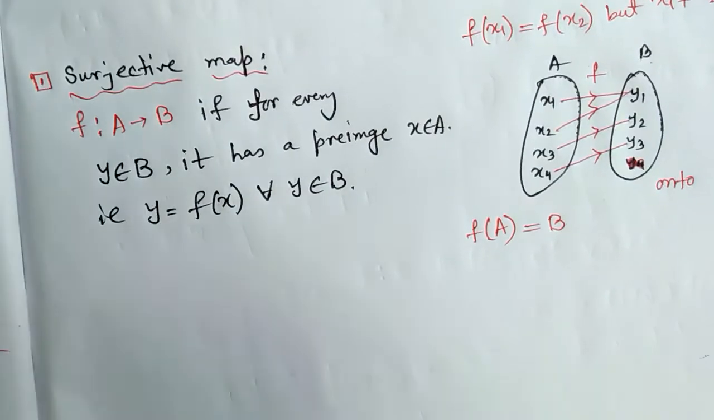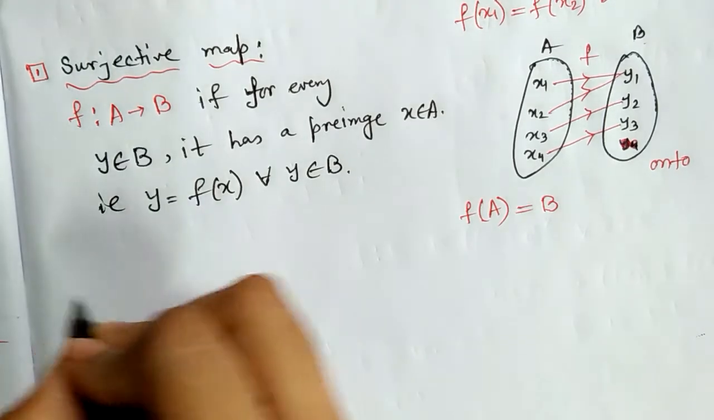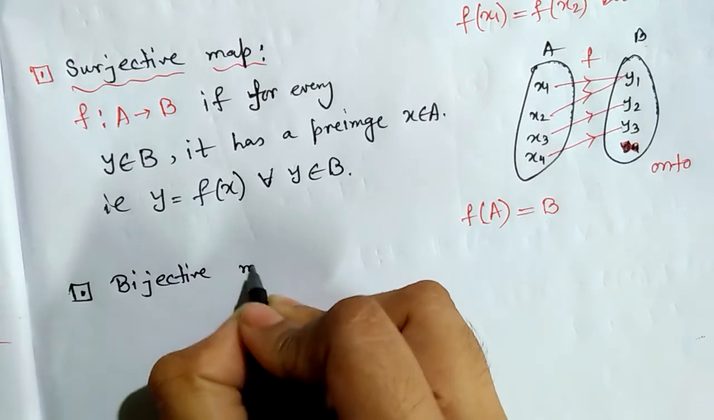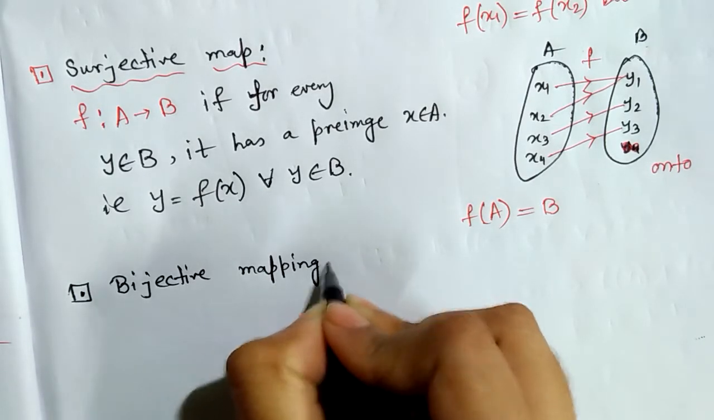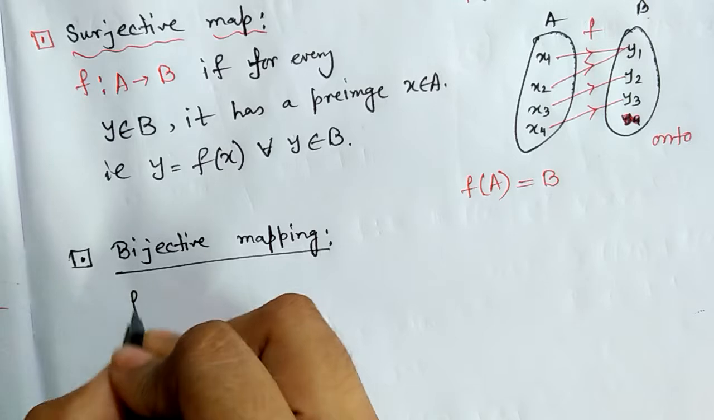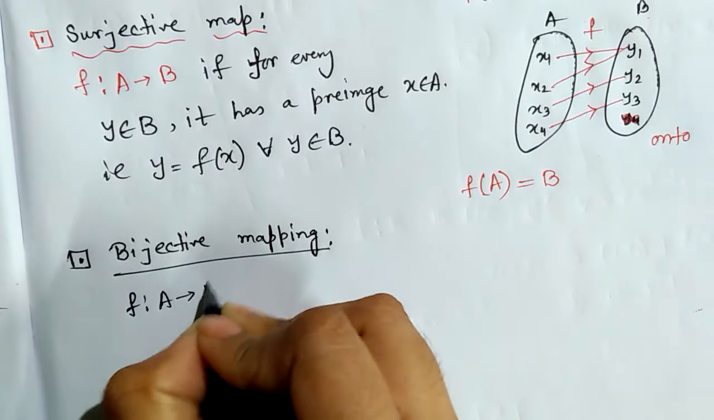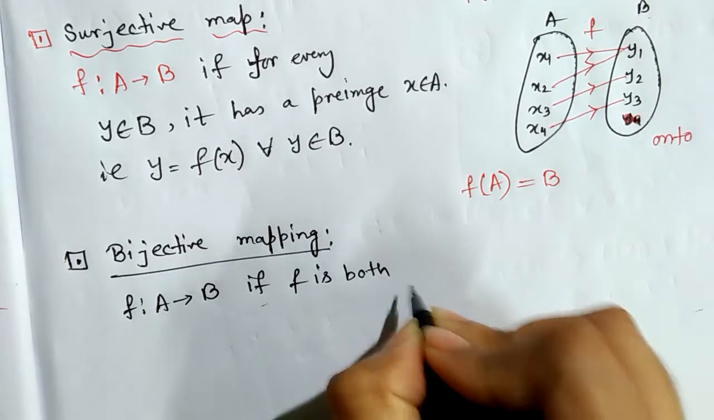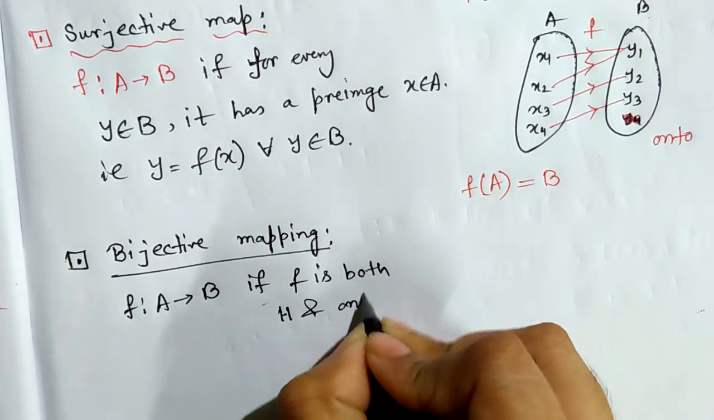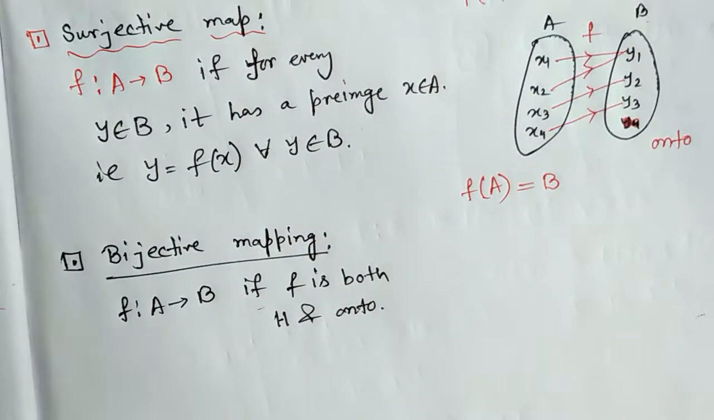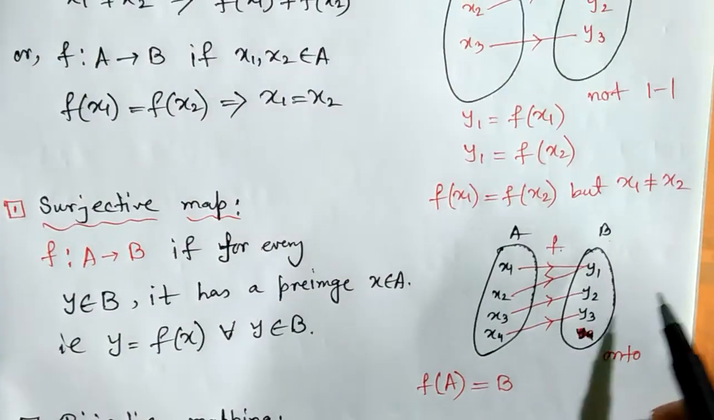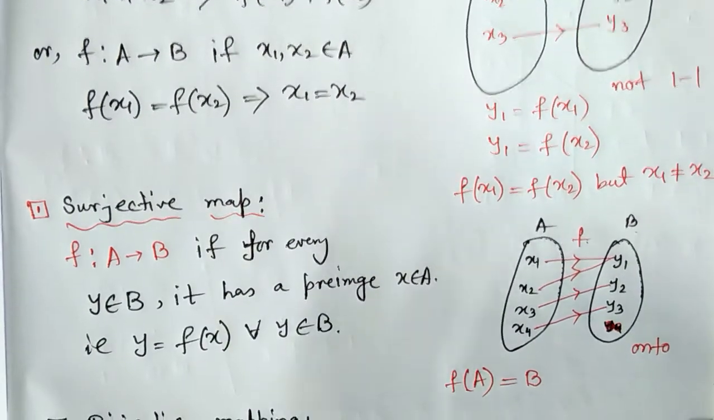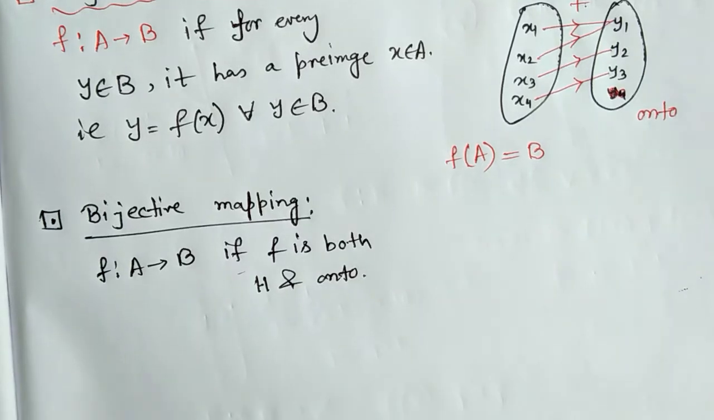Next we come to our third type of mapping, that is bijective mapping. A mapping f from A into B is called bijective if f is both one-one and onto. Combining these two, we can say that each and every member of B must have a unique pre-image if the mapping is bijective.